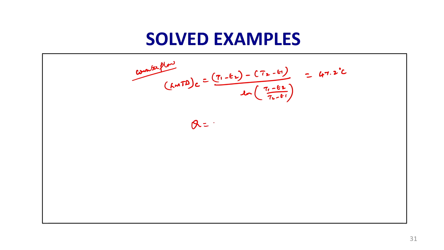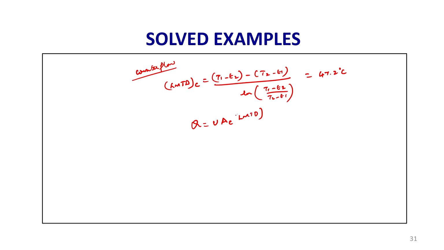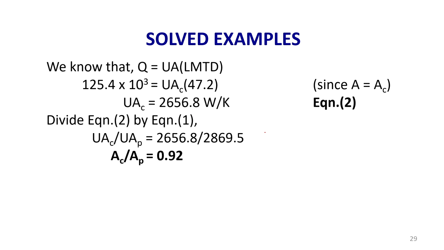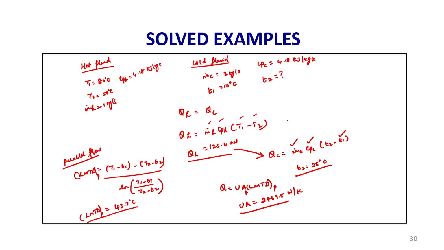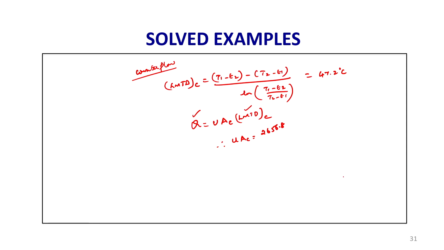Apply the same formula, Q equal to U into A of counter flow, U remains the same. So, no need to write UP or UC into LMTD of counter flow. So, these two we know. Okay. So, therefore, U into A of counter flow is equal to, the calculated value is 2656.8. So, this is equation number 1, equation 1. This is equation number 2.